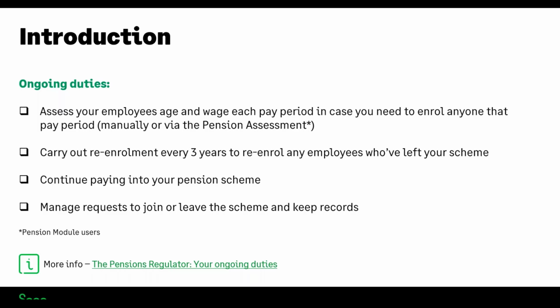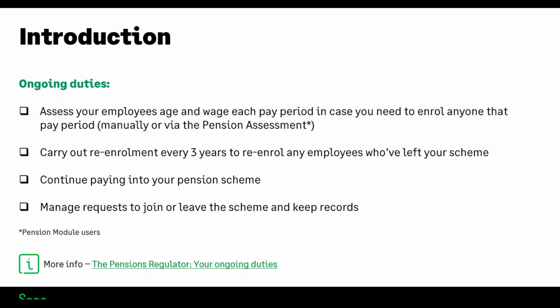You also need to continue paying into your pension scheme, and this includes checking that you're paying at least the minimum contribution levels, which is currently 3% employer minimum and 8% total minimum contribution. So that's the employer and employee combined. And you also need to manage requests to join or leave the scheme and keep records of this too. So an employee can write to you as the employer and ask to join your scheme, and you must do this within a month of receiving the request. In terms of leaving or opting out of the scheme, the employee will in most cases need to request this through the pension provider, and then you'll need to opt them out in payroll and provide a refund of the contributions if necessary.